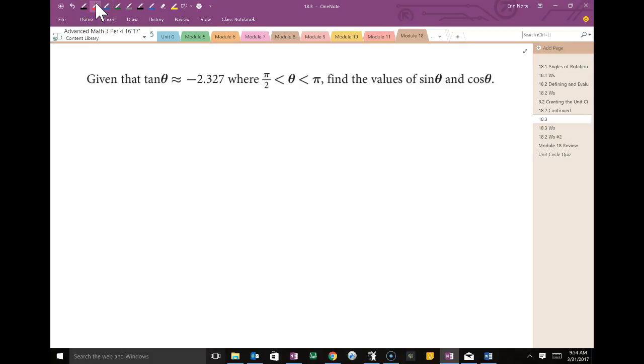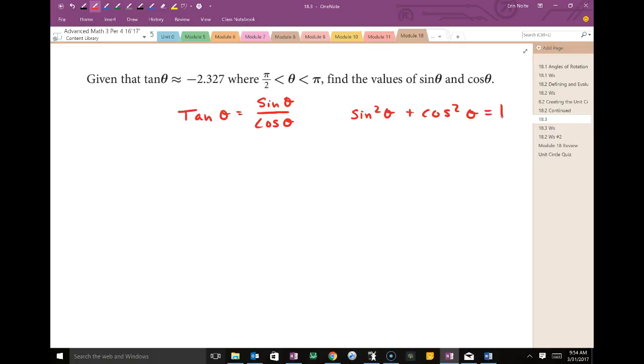Okay, so I gave you two identities on Wednesday. The first one that you wrote down in your notes looked like the tangent of theta is equal to the sine of theta over cosine, right? The other one was Pythagorean's identity, which is sine squared of theta plus the cosine squared of theta equals 1. So what we're going to do is use both of those identities to figure out the sine and the cosine. We're going to use both.